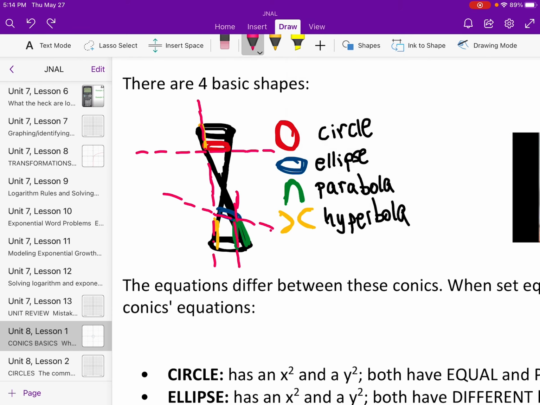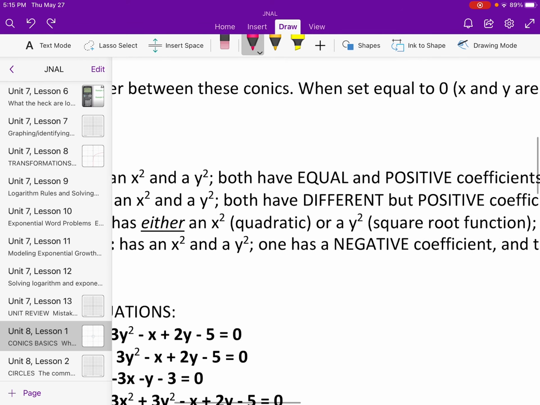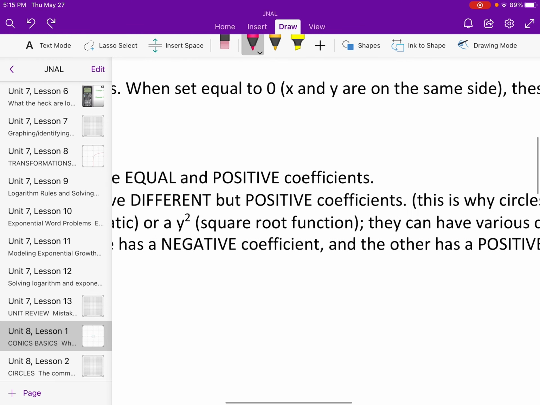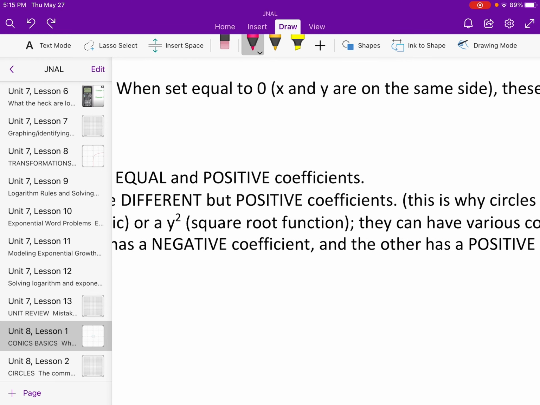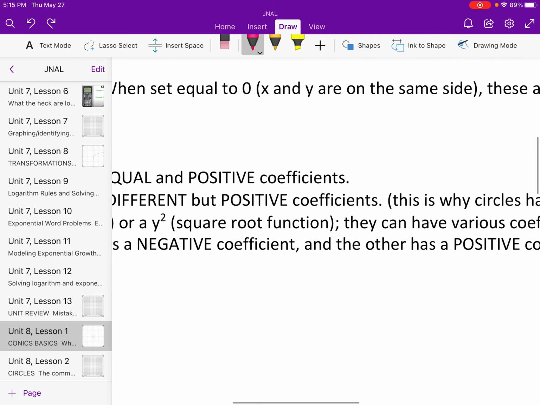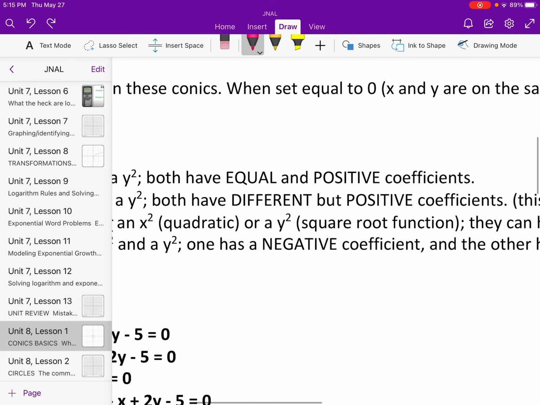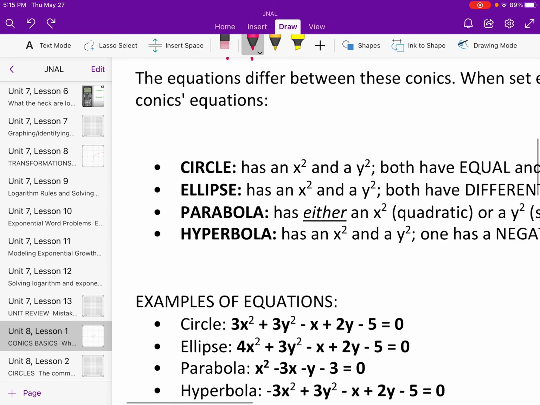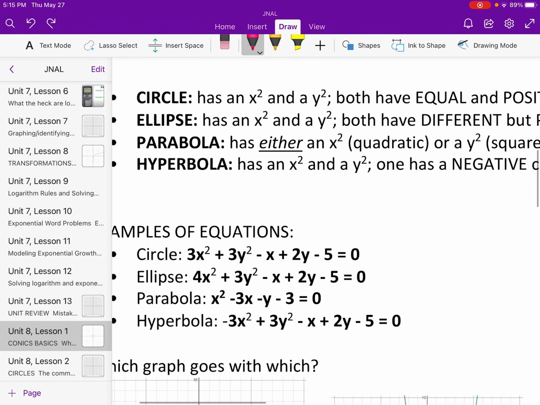So the equations differ between these conics. When set equal to 0, so we're looking at a form when they're set equal to 0. If something's set equal to 0, then for it to still be an equation that you can graph, it would have to have x and y on the same side. These are the characteristics of the equations. So here's how you can know which conic it is.